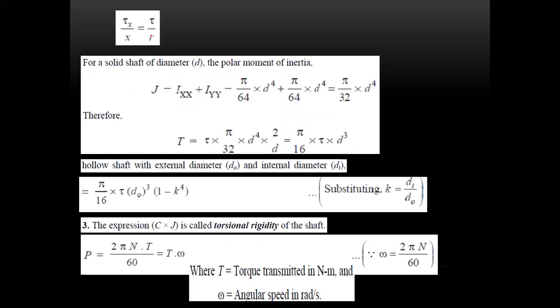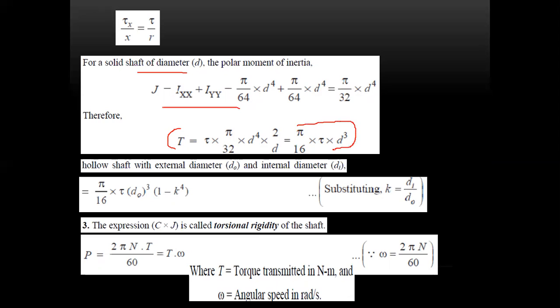So for the solid shaft, tau by x is equal to tau by r. For a solid shaft of diameter d, the polar moment of inertia is this one. Therefore, the torque T is equal to pi by 32 into tau into d^4 into 2 by d, that is equal to pi by 16 tau d cube. That is the torque formula for the solid shaft.